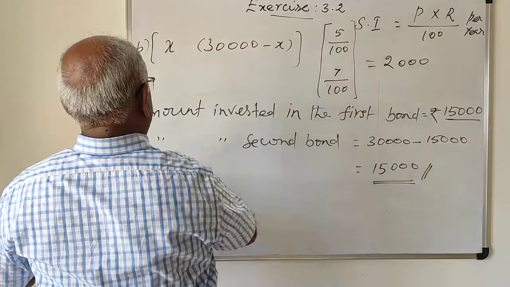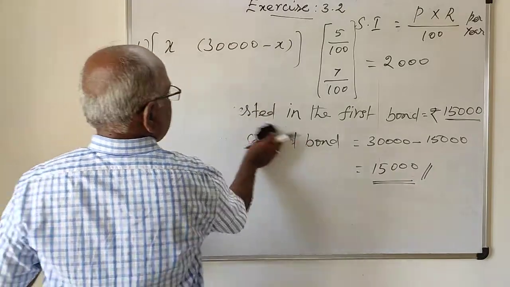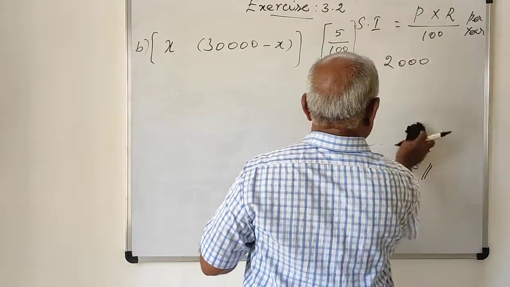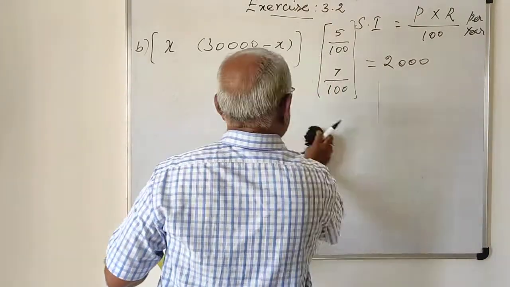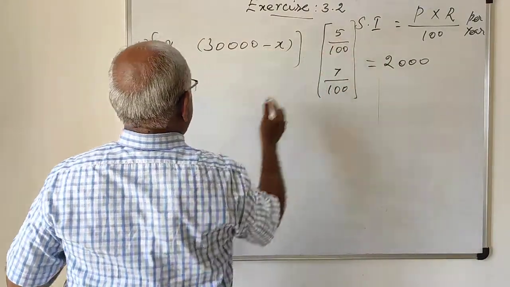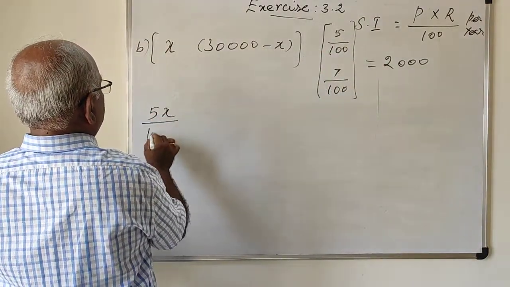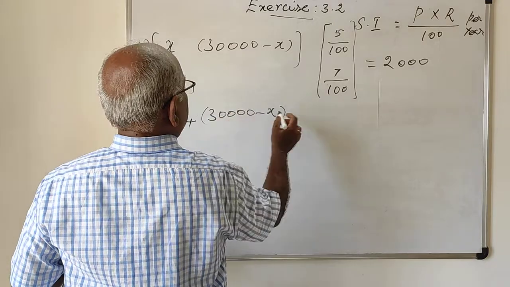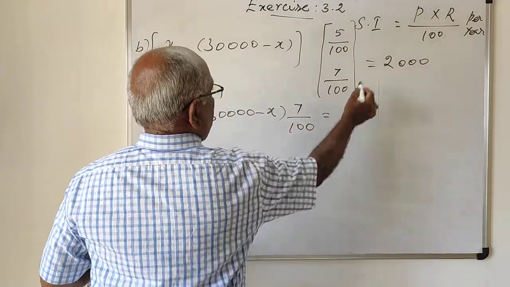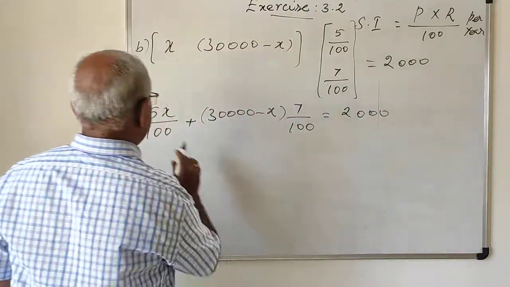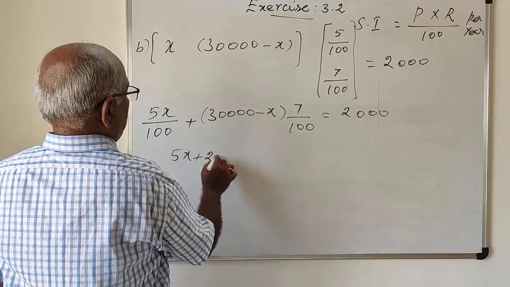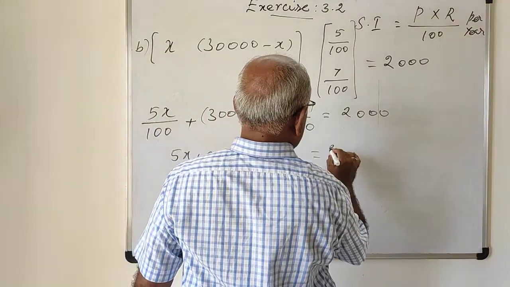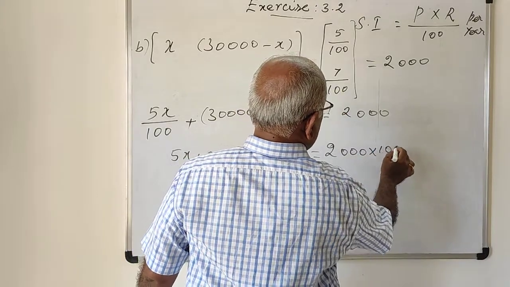Here also, first row, first column, multiplication is 5x by 100 plus 30,000 minus x into 7 by 100 equal to 2,000. By the similar method, you get 5x plus 2,10,000 minus 7x equal to, on taking LCM, 2,000 into 100.